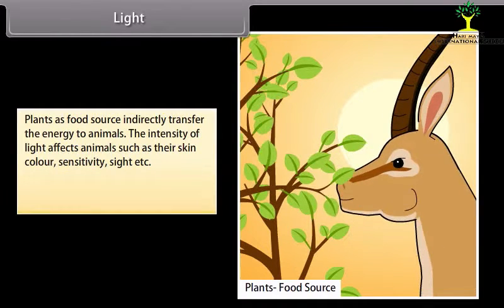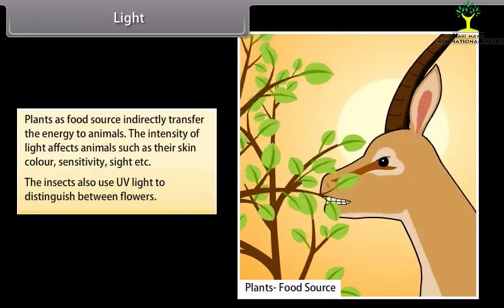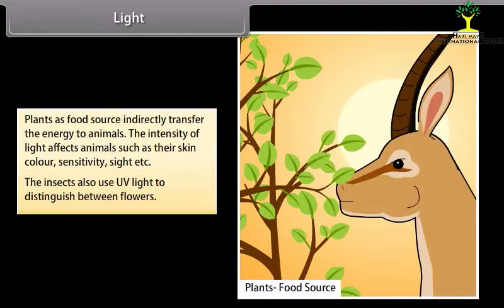The intensity of light affects animals such as their skin color, sensitivity, sight, etc. The insects also use UV light to distinguish between flowers.